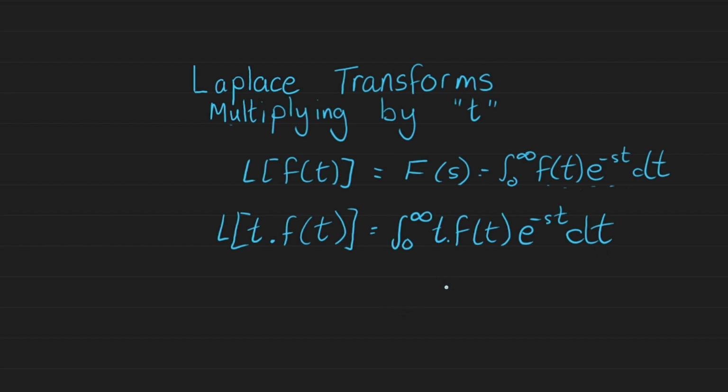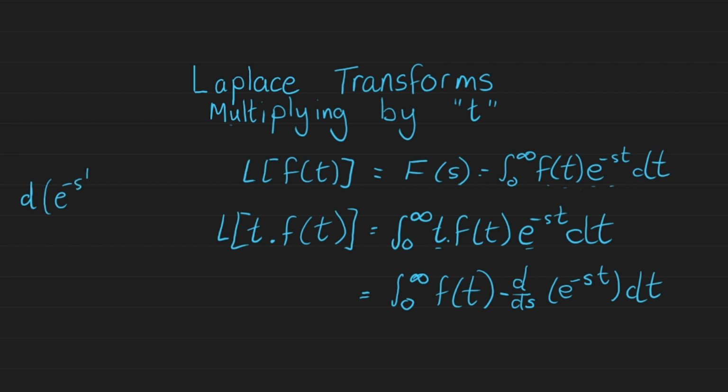We have to observe something at this stage. We have our integral from 0 to infinity, and we have our function of t. If I look at t times e to the power minus st, I can realize that it's the same as taking the derivative with respect to s of e to the minus st, and I put a minus in front. Let me write this on the side. Let's take the derivative of e to the minus st.